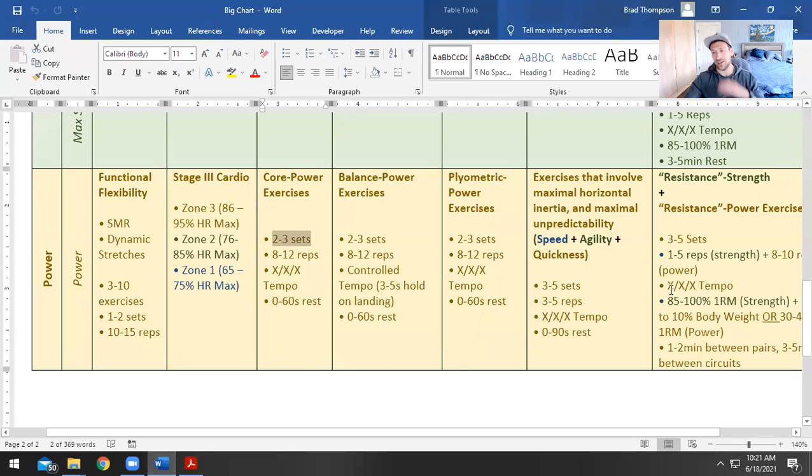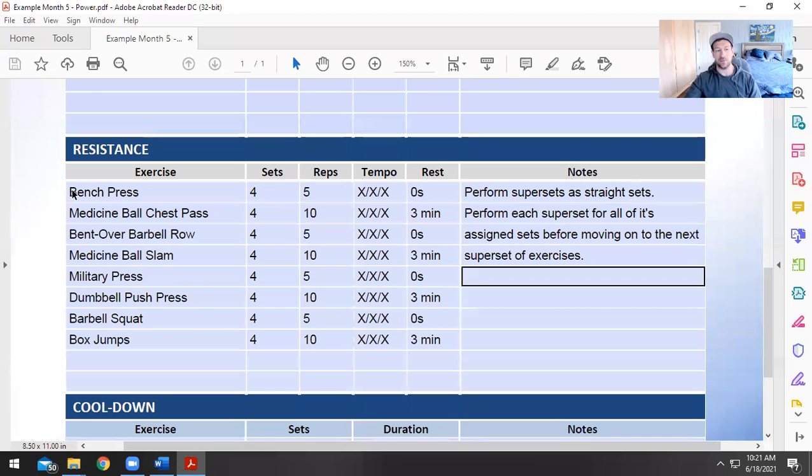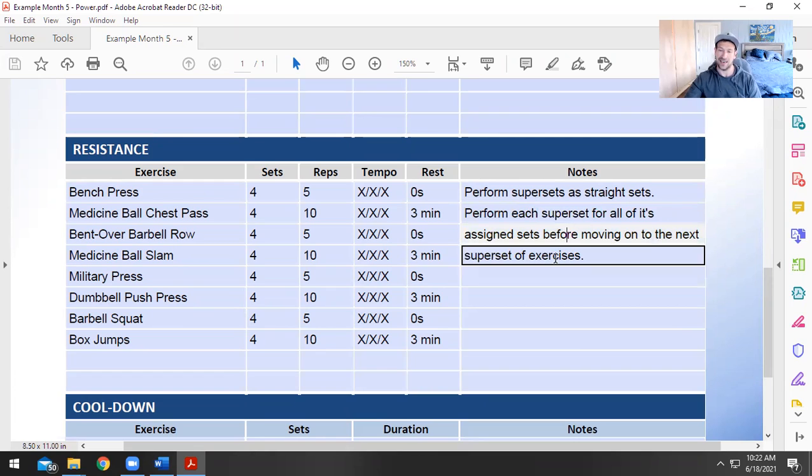Then we get into the very complicated power side of things where we do a strength movement first. We superset it with a power movement second. So my bench press is a strength movement. We saw that in the last phase of training. In fact, we saw that in the last 3 phases of training. And then we pair it with a power movement, the medicine ball chest pass. So you can see, perform supersets as straight sets, perform each superset for all of its assigned sets before moving on to the next superset.